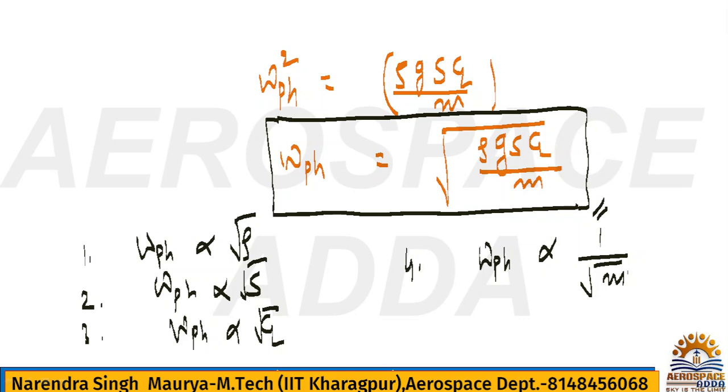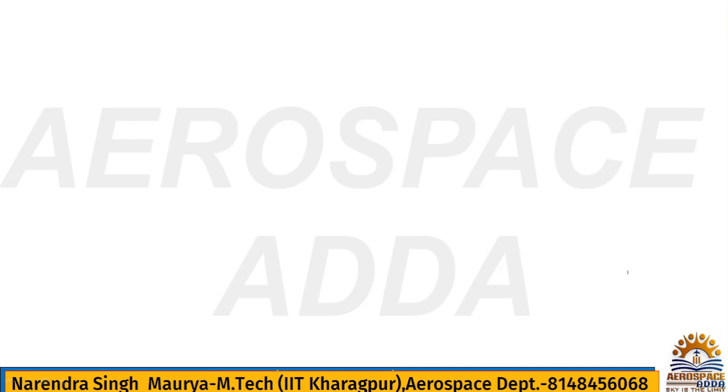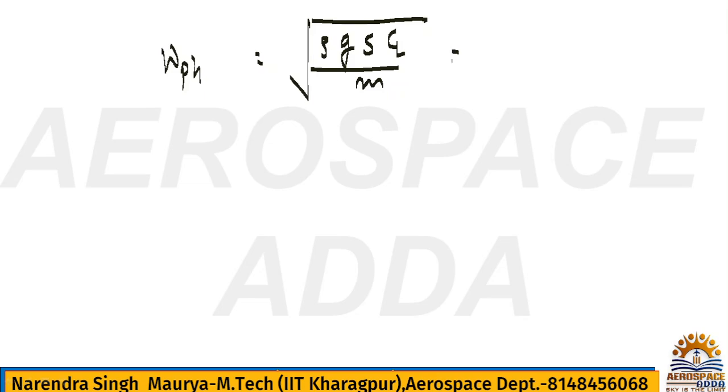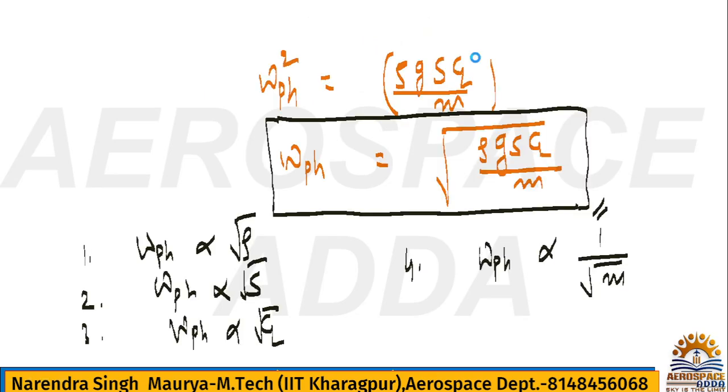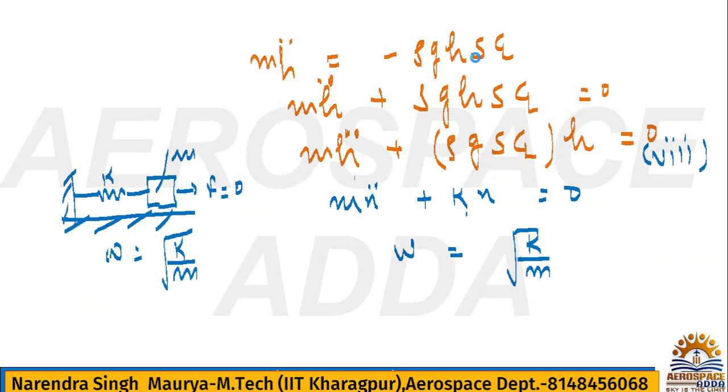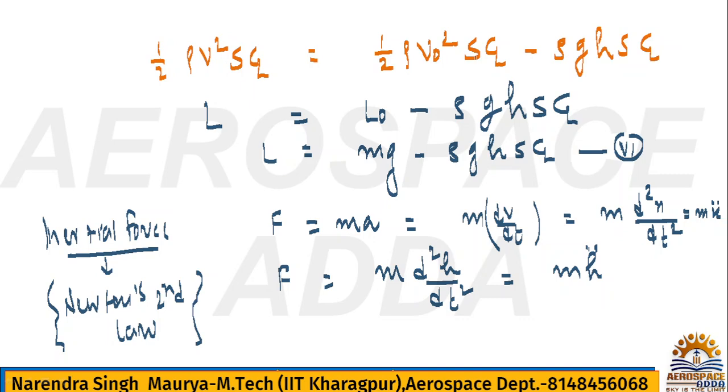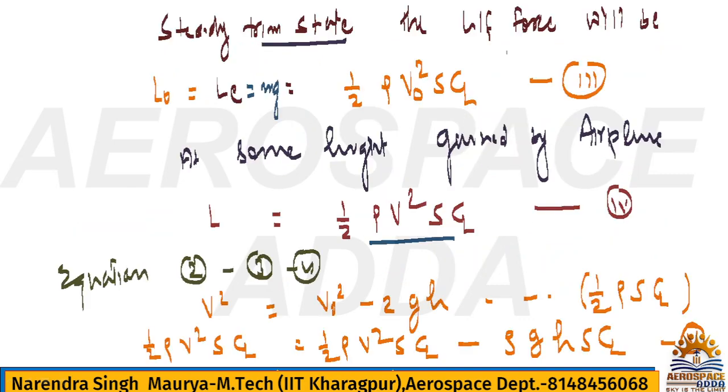Up to here it is done. This is one part, but it is not over. Again we'll go for the next analysis for this wph. What we have here is rho g s cl by mass. If you now connect this with the lift force, generally we take the L naught value. What is L naught? L naught is nothing but half rho v square SCL.